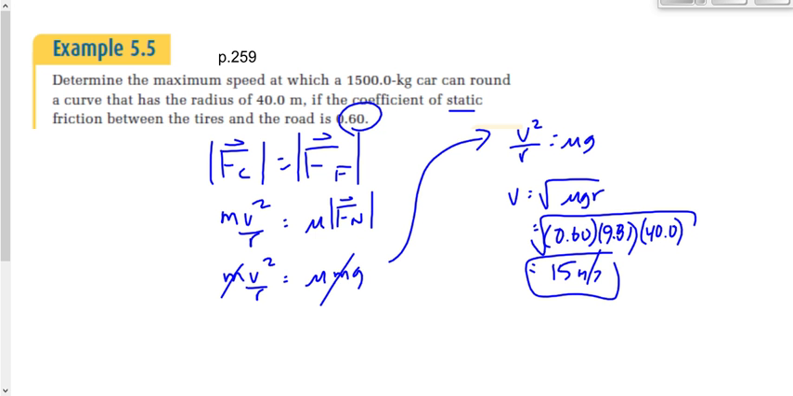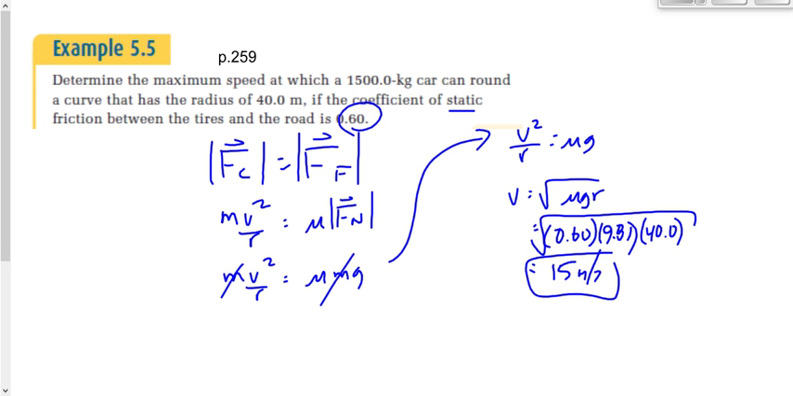So look, what happens when you go 14 meters per second? You stay on this road, no problem. What happens when you go 16? You fly off. You go off, right? Now, if there was ice on this road, the coefficient of friction would be lower. And if the coefficient of friction would be lower, then the maximum speed would be lower, right?